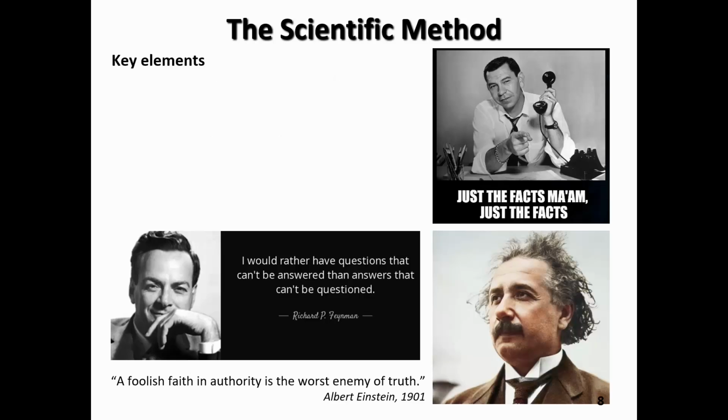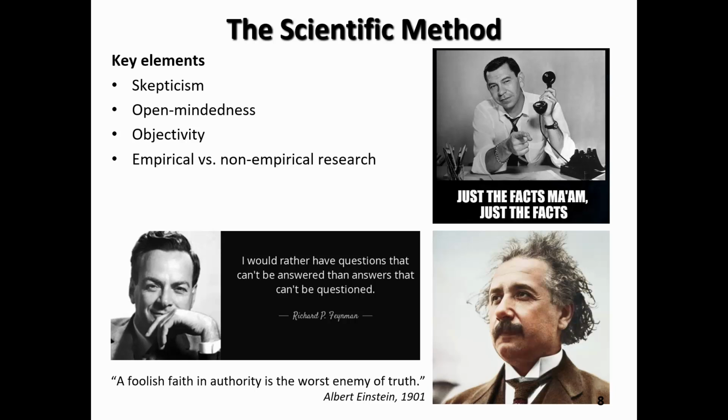Some of the key elements involved in the scientific method from the perspective of the researcher include a certain amount of skepticism, open-mindedness, objectivity, and understanding the difference between empirical findings and non-empirical research. So there is a line of valuable research that is based on theory or an analytical approach to answering a research question. That would be non-empirical.